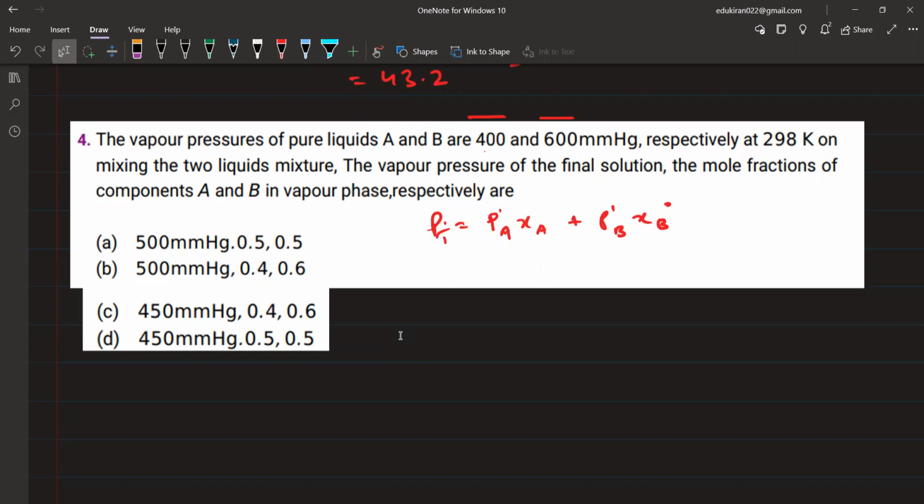Okay, wait a second. This question is not complete. यहाँ पे वेपर फेज में पूछ रहे हैं ना. The vapor pressure of pure liquids A and B are 400 and 600 mm of Hg respectively. ठीक है, this is incomplete. क्वेश्चन सही नहीं है ये वाला. Just a second, let me report this.